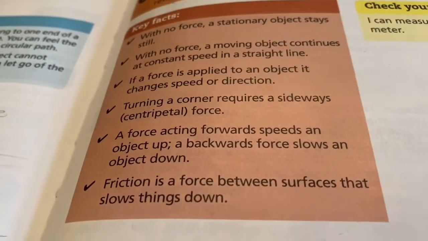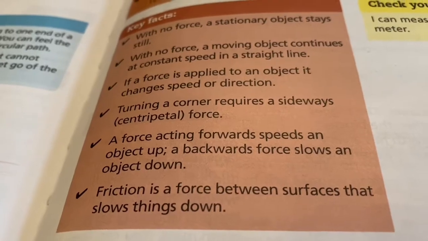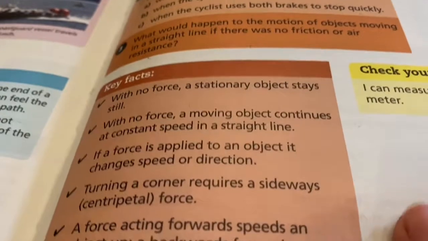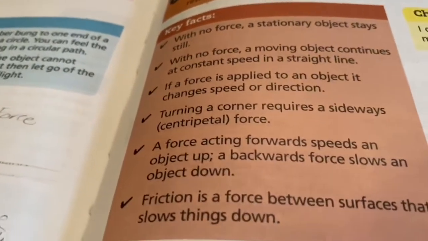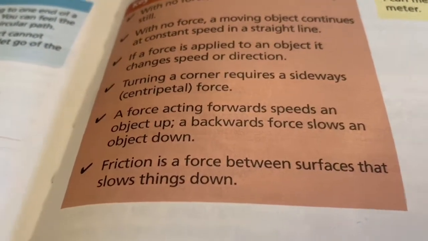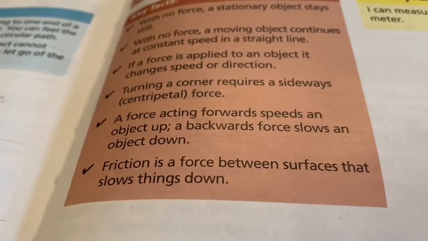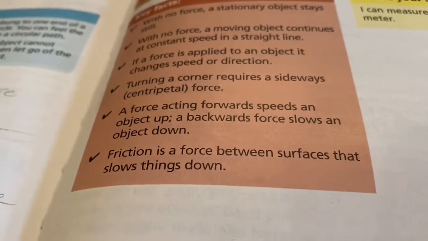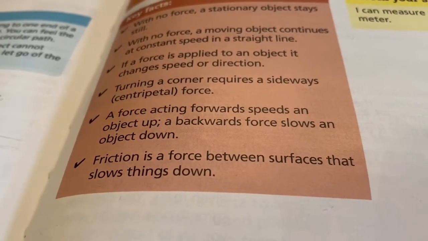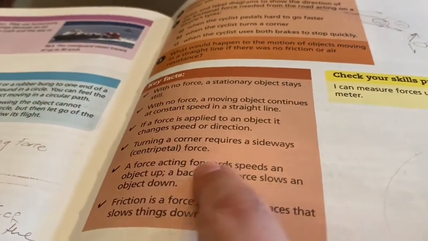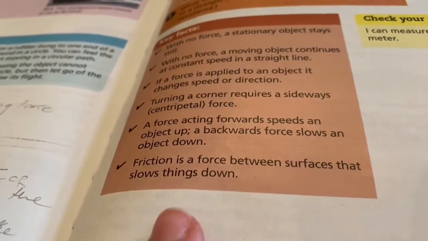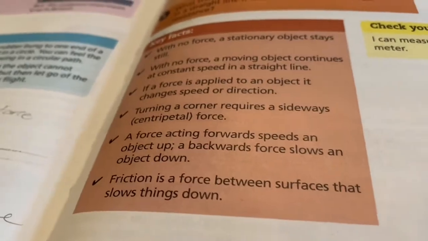If a force is applied to an object, it changes speed and direction. Turning a corner requires a sideways or centripetal force. A force acting forwards speeds an object up. A force acting backwards slows an object down. So forward, it will make the object go faster. Backwards, it will make the object go slower. Like friction is a force between surfaces that slows things down.